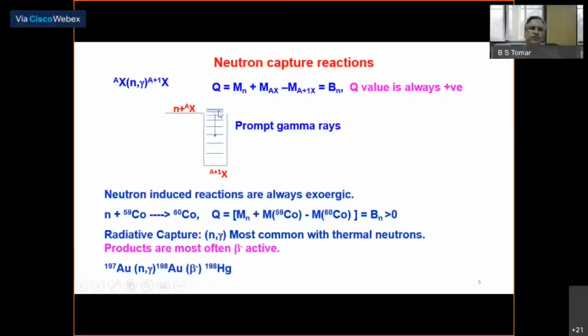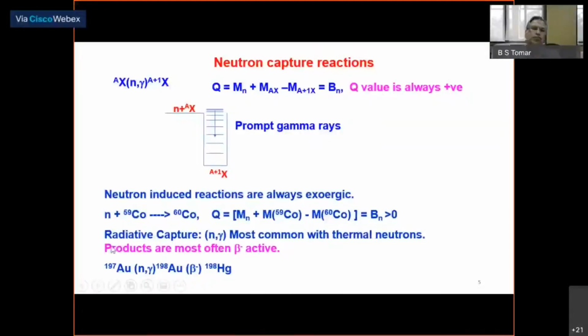And in this excited nucleus, the energy brought in by the neutron is shared among all the nucleons of the compound nucleus. And so invariably, it will be emitting gamma rays, because the possibility of particle emission is very less in normal cases. There are exceptions which I will discuss shortly. So this excited compound nucleus then emits gamma rays within a very short time scale, 10 to the power minus 12 seconds or less, and they are called the prompt gamma rays. So the neutron-induced reactions are always exergic, like I have given in this example. And after the neutron is captured by the nucleus, the compound nucleus invariably emits gamma ray. That's why it is called the radiative capture.